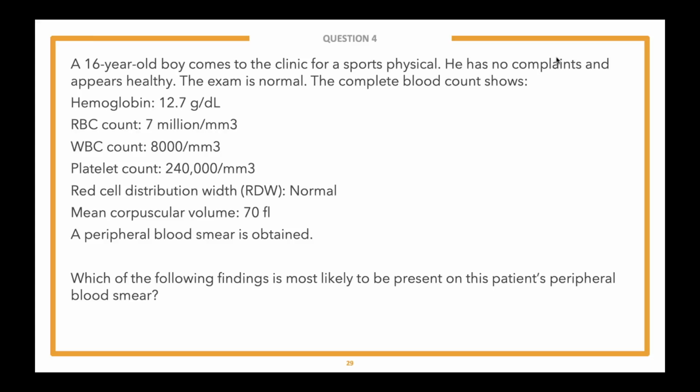I see the responses coming in from some of our veteran Q Lab attendees, so let's go ahead and read that vignette. A 16-year-old boy comes to the clinic for a sports physical. He has no complaints and appears healthy. The exam is normal. The complete blood count shows hemoglobin of 12.7, RBC count of 7 million, white blood cell count of 8,000, platelet count of 240,000, red cell distribution width or RDW is normal, mean corpuscular volume is 70, a peripheral blood smear is obtained. Which of the following findings is most likely to be present on the patient's peripheral blood smear?